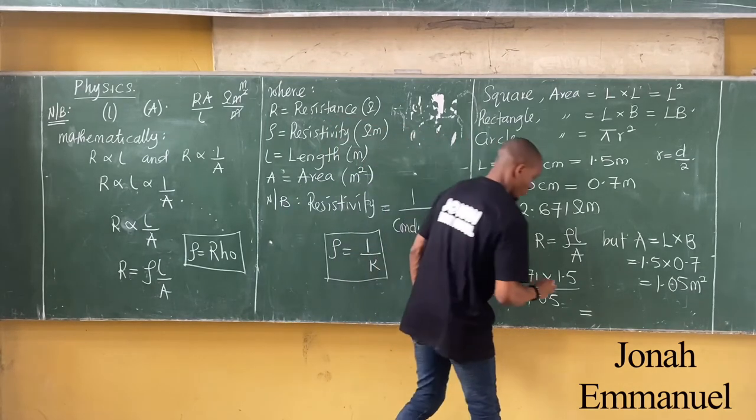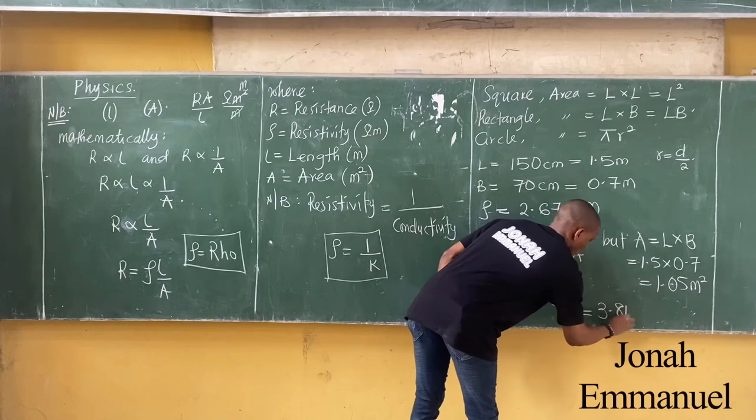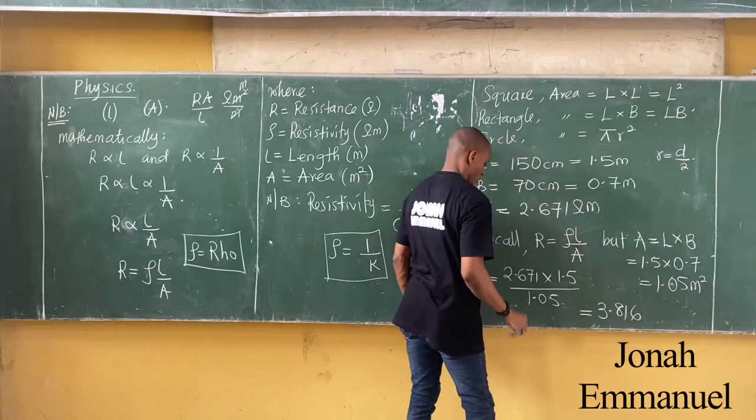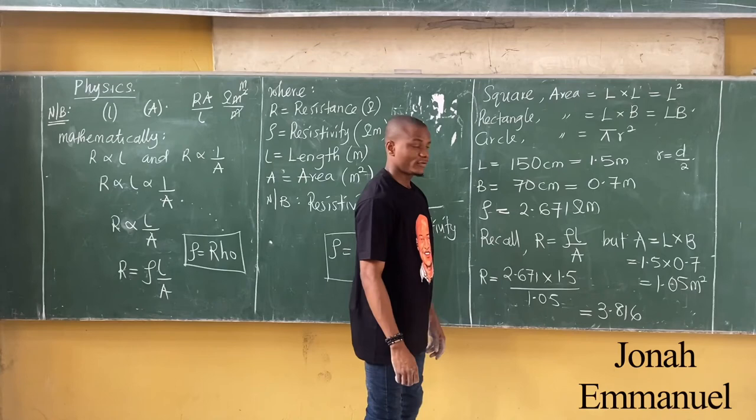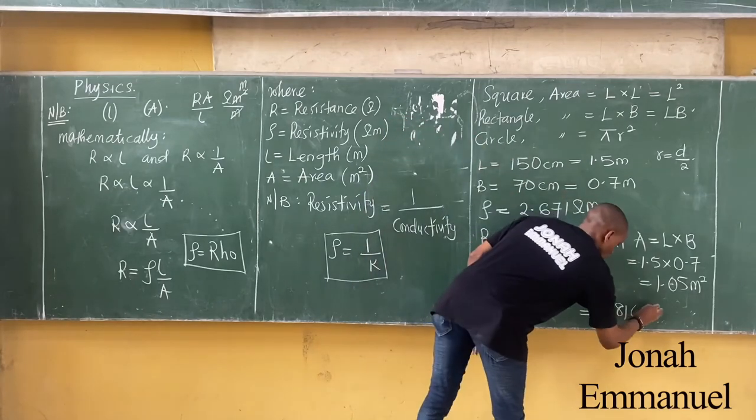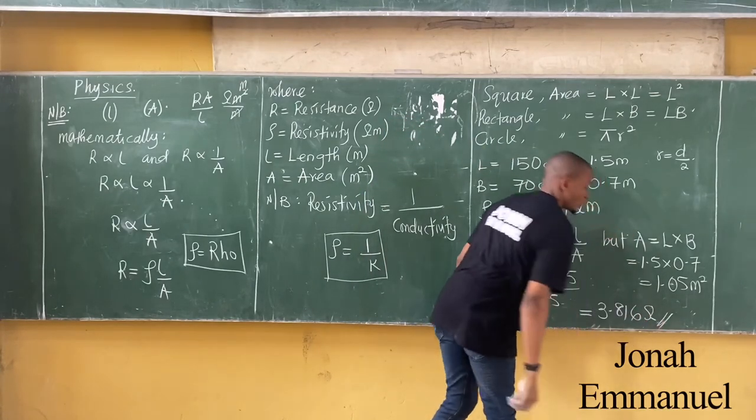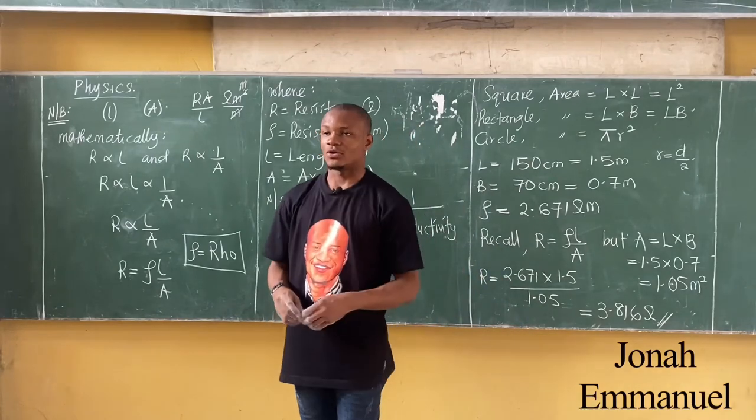Sorry? 3.816. This? What's the unit? For resistance, what's the unit? Ohms. So that's your answer. This is how you work on this.